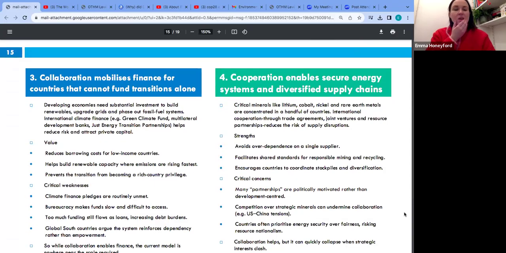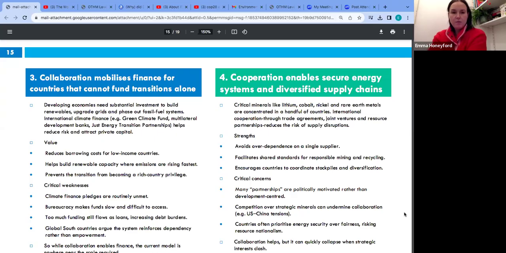And then we have collaboration mobilising finance for countries that cannot fund transitions alone. Developing countries need substantial investment to build renewables, upgrade the grids and phase out fossil fuel systems. International climate finance helps reduce risk and attract private capital. We know that mobilising finance for certain countries has a massive role to play in energy security. We obviously don't want some countries to get into debt.